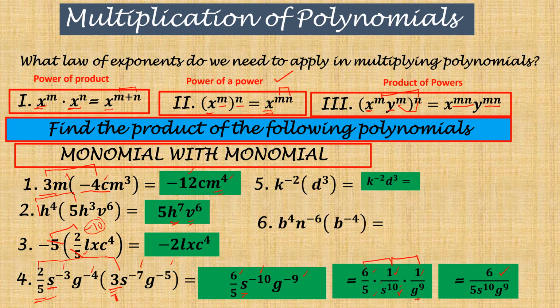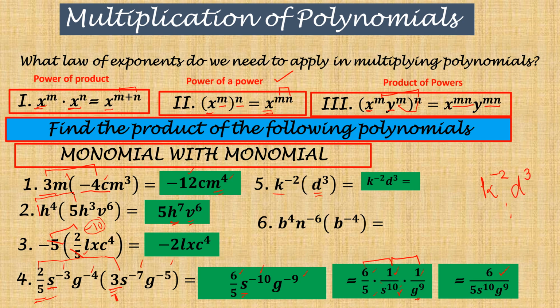So number 5, again, the k to the negative 2 and the d to the 3 will be multiplied. Thus, we cannot add their exponents because they are not common bases. So therefore, we just simply copy k and then the d. Then this time, we have k to the power of negative 2 and then d to the power of 3.